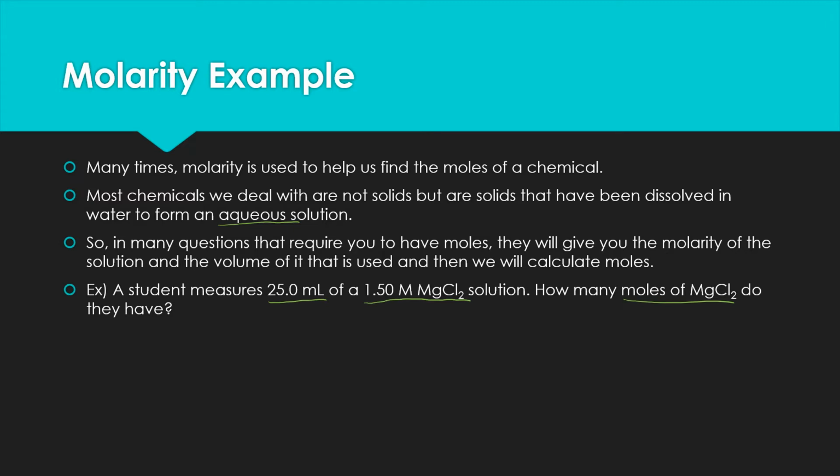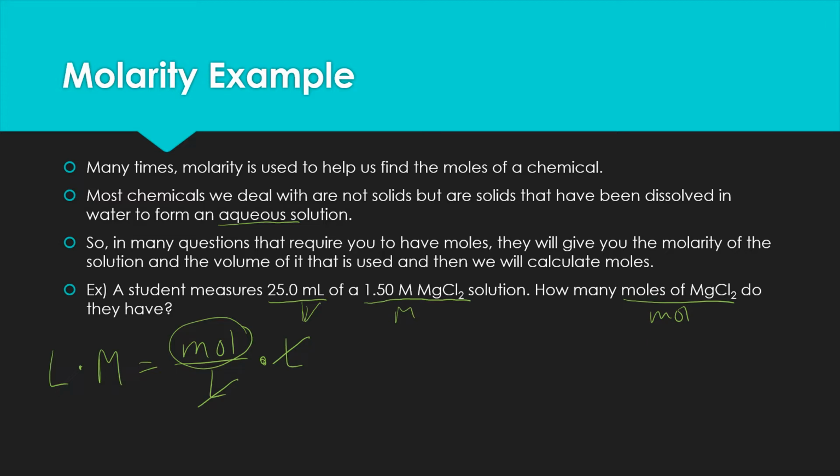So we can see this example, we have volume, we have molarity, we want moles. Okay, so let's take a look at our equation. If molarity equals moles over liters, if we want to solve for the moles, we would need to multiply both sides by liters, so they cancel on the right. And so our number of moles is equal to our volume in liters times molarity.